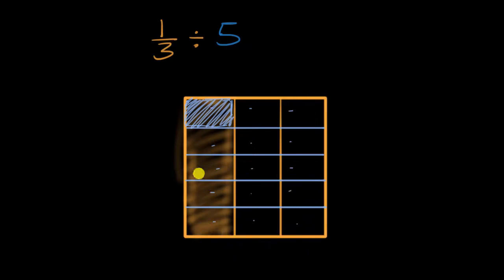Or you could just say, look, I had 1, 2, 3 thirds, and now each of those have been split into 1, 2, 3, 4, 5 equal sections. So 3 times 5 is 15. So each of these is a 15th, and so the 1/3 divided by 5 is just one of those 15ths. So that right over there is one of those 15ths. So this is going to be equal to 1/15. And we are done.